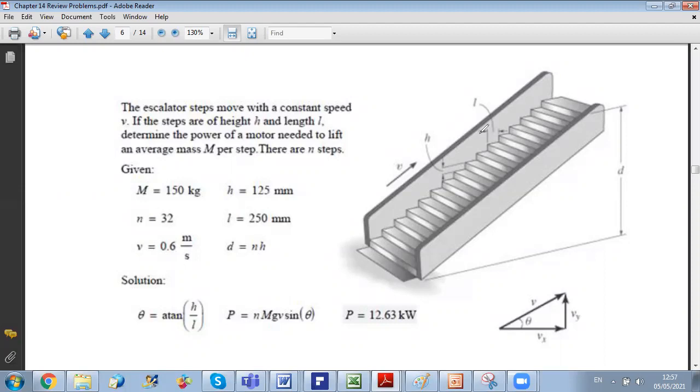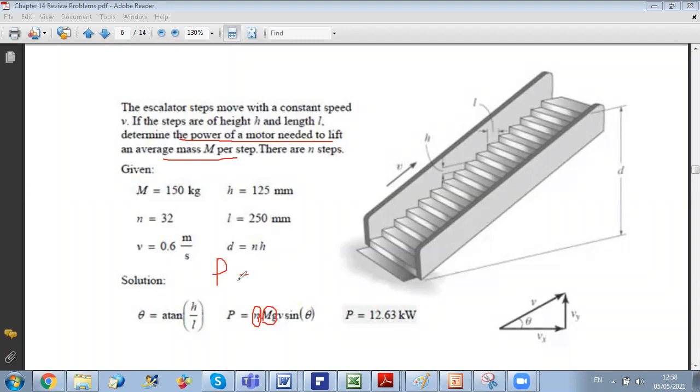Weight. Yeah, exactly. You are opposing its weight. So when you want to determine the power needed to lift each step, let us think first per step, and then we can multiply by n to get the power needed to lift n steps. If you want to lift just one step, you should overcome its weight. So the power is opposing the weight.